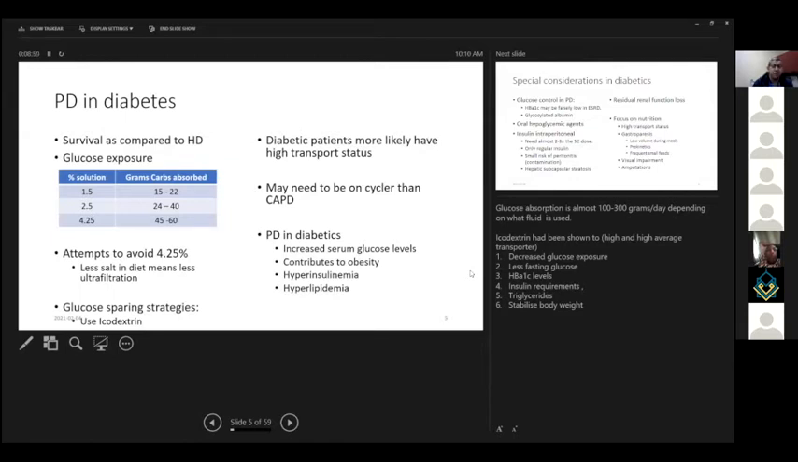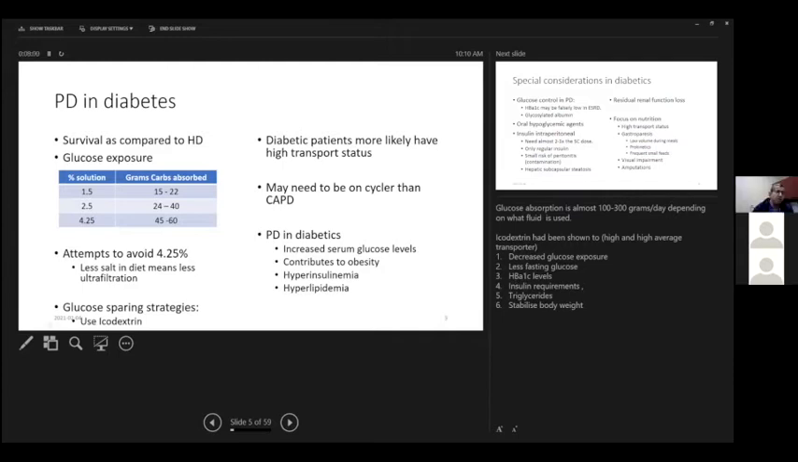But after 1 year or 2 years, the curves do meet, and after 5 years, it's the same. The second thing that I can show you here is the solution. How much solution is used? As you can see, with 1.5%, the amount of glucose absorbed is 15 to 22 grams. 2.5% is 24 to 40 grams. And that's the increased amount of glucose absorption.